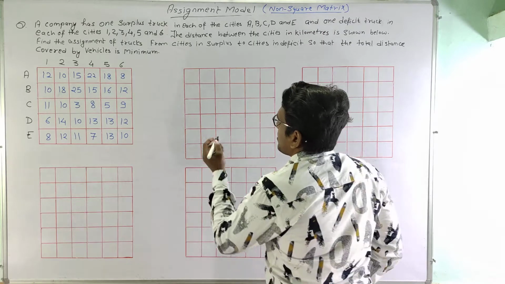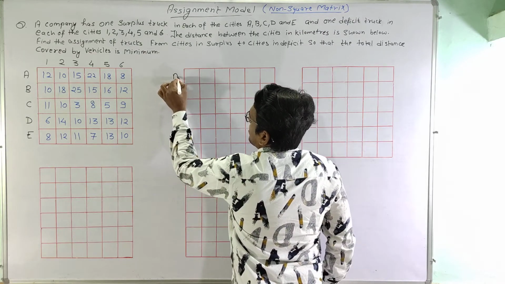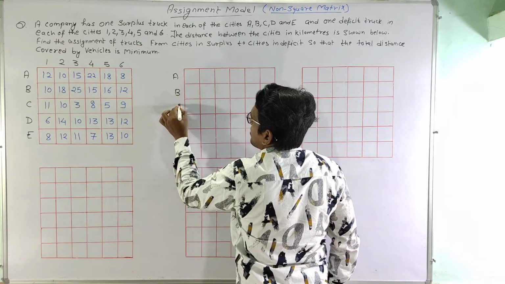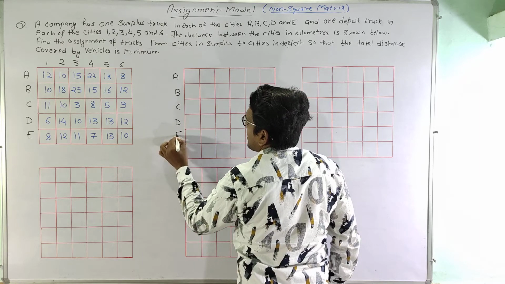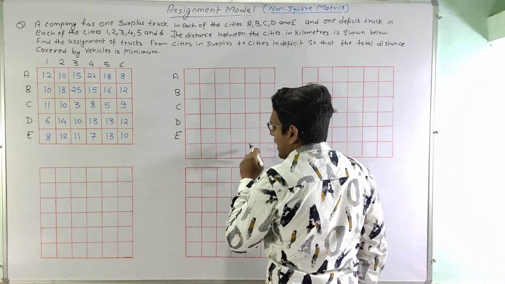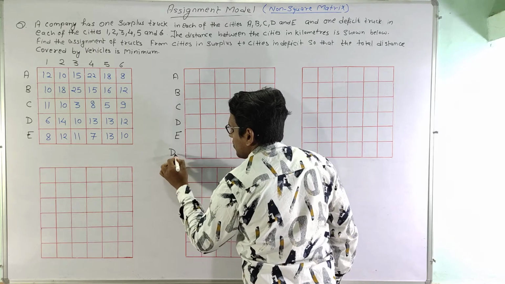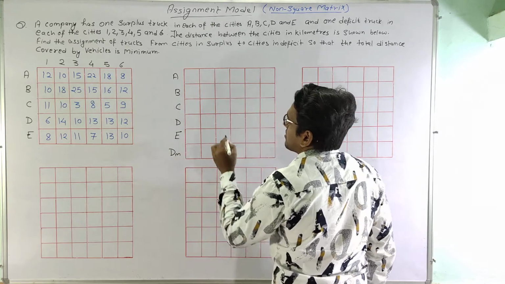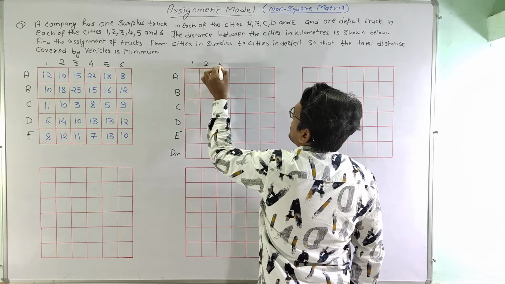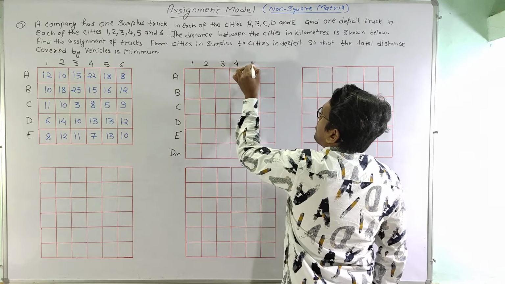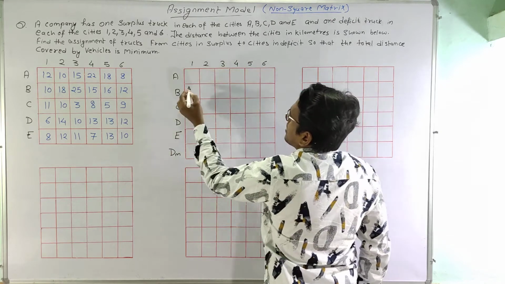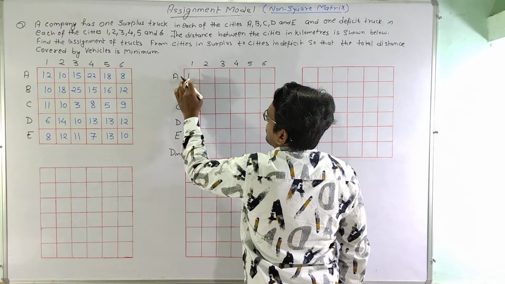So we will do this. This is A, B, C, D and E, and the 6th row we are adding is a dummy row which is making it 6 cross 6, and these are cities 1, 2, 3, 4, 5 and 6. These are the cost coefficients.